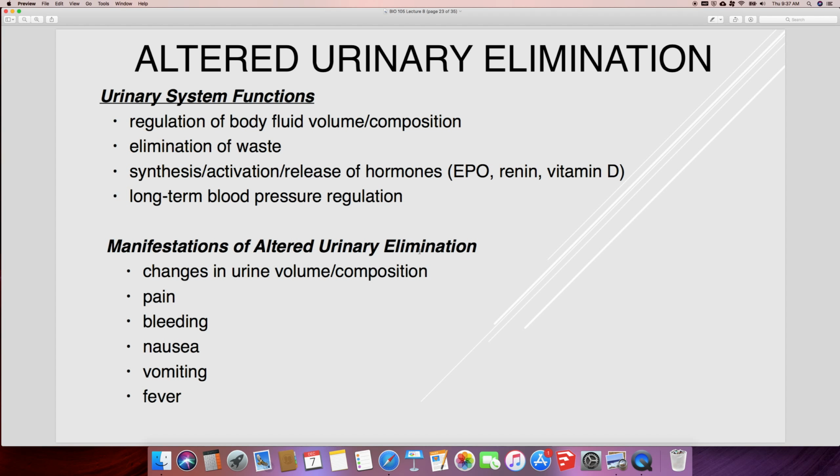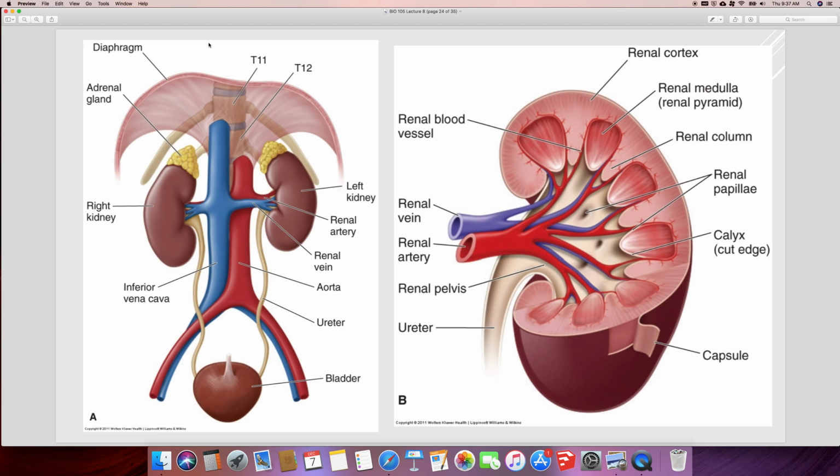Manifestations indicating altered urinary elimination include changes in urine, and any changes, pain, bleeding, nausea, vomiting, fever, of course, all of those indicate that something's going on. So just a brief overview of the urinary system. 2 kidneys, urinary bladder connected by the ureters. If we open up the kidneys, we have the renal medulla, which is composed of these renal pyramids. This is where the collecting ducts will be. Collecting ducts will drain the urine into the minor calyces, which are down here, and then the major calyces, which are these bigger ones. This is the renal pelvis, this is the ureter, and then down into the urinary bladder.